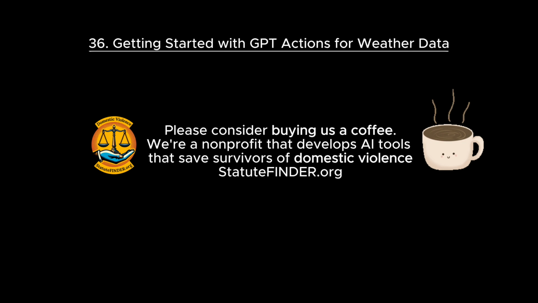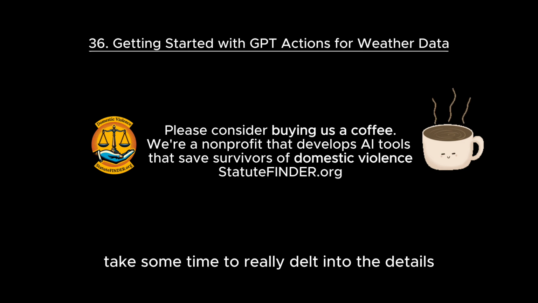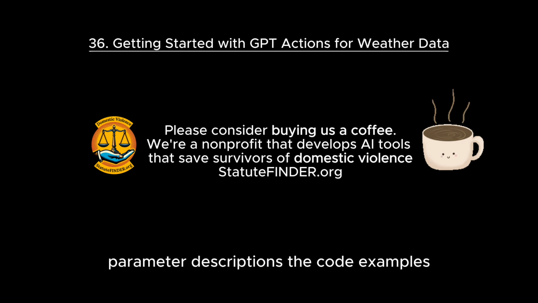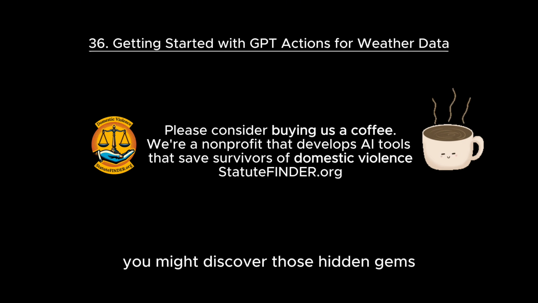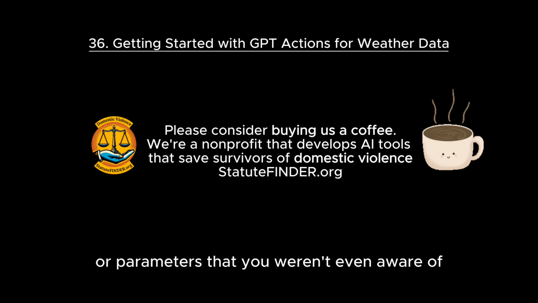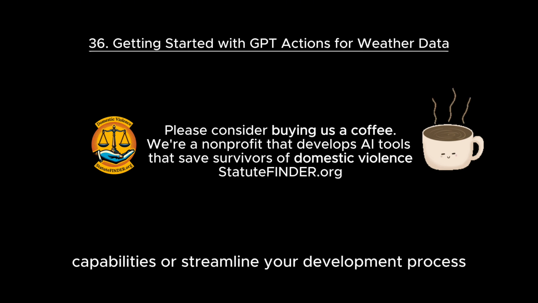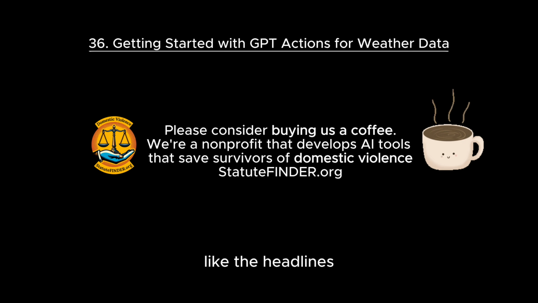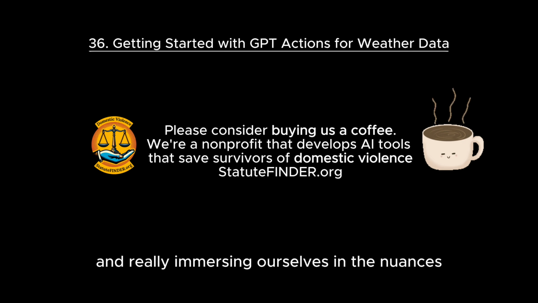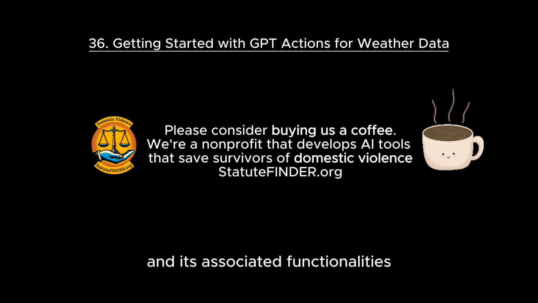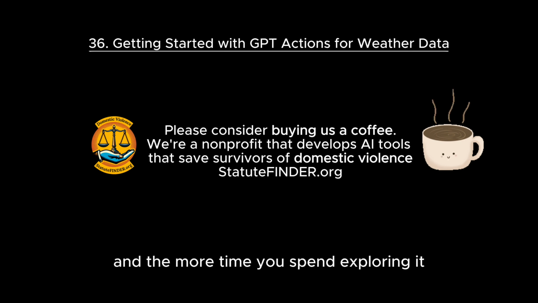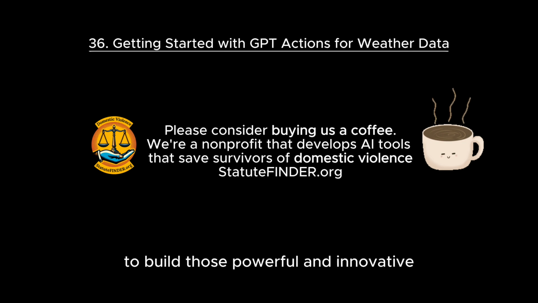Exactly. And here's a helpful tip. When you're using the API reference documentation, don't just skim the surface. Take some time to really delve into the details: the parameter descriptions, the code examples, the usage guidelines. You might discover hidden gems, functionalities or parameters that you weren't even aware of, that can significantly enhance your application's capabilities or streamline your development process. So it's about going beyond the headlines and really immersing ourselves in the nuances of each API endpoint and its associated functionalities. Precisely. The API reference documentation is a treasure trove of technical details. And the more time you spend exploring it, the better equipped you'll be to build those powerful and innovative GPT-powered applications.